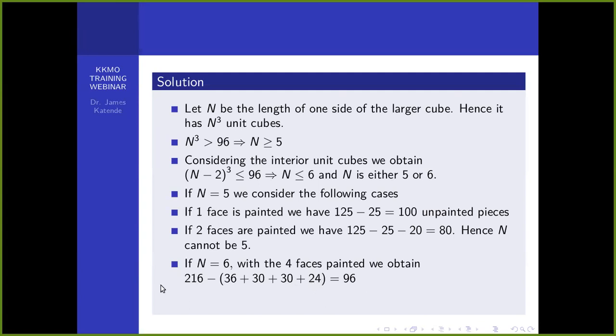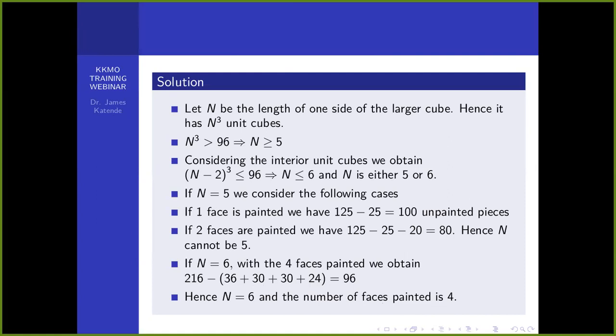To get, and when you work this out, you should get 96. So for n is equal to 6, if you paint 4 faces in this manner, you will end up with 96 unpainted unit cubes. So that means our answer is 4 faces. 4 faces of a larger cube were painted. Exactly 4 faces. You can't get 96 in any other way. It's only by painting 4 faces.